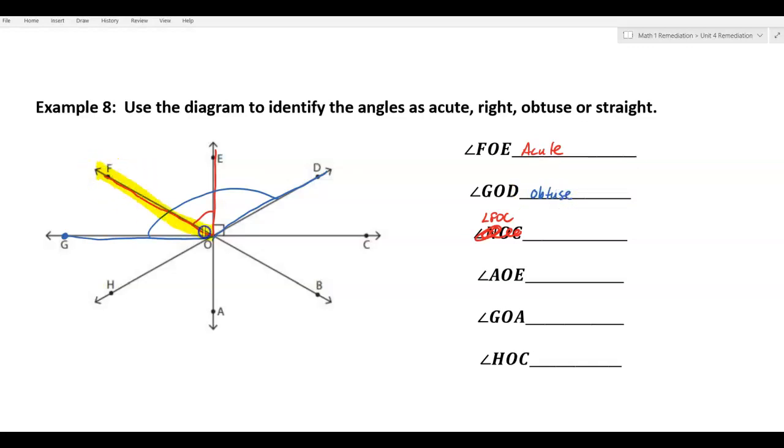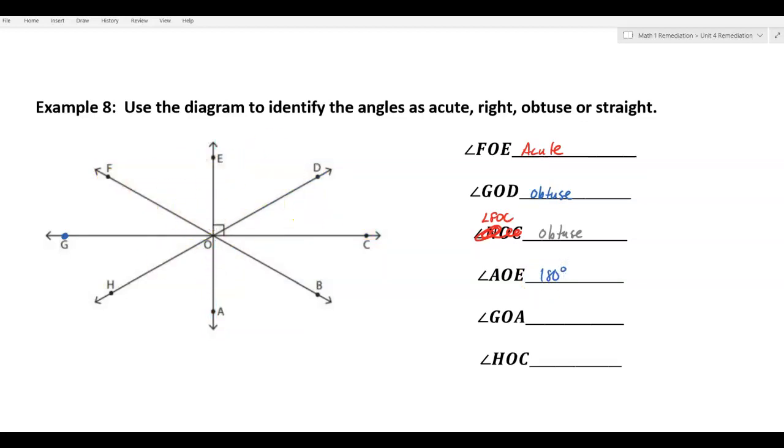Angle FOC, that's this angle here. Again, clearly more than 90 degrees, therefore that would be obtuse. Angle AOE. If you look, that's a straight line. Anytime you're given a straight line, that is 180 degrees.